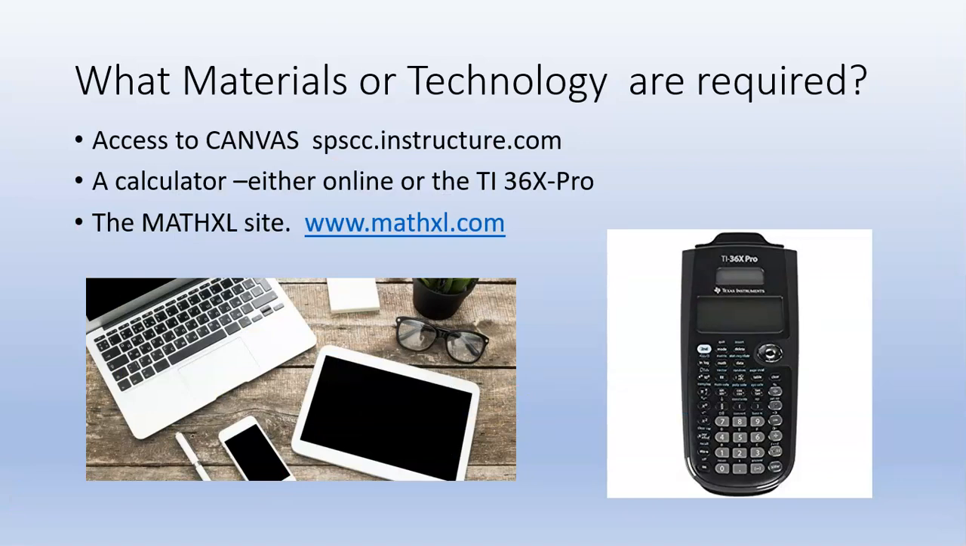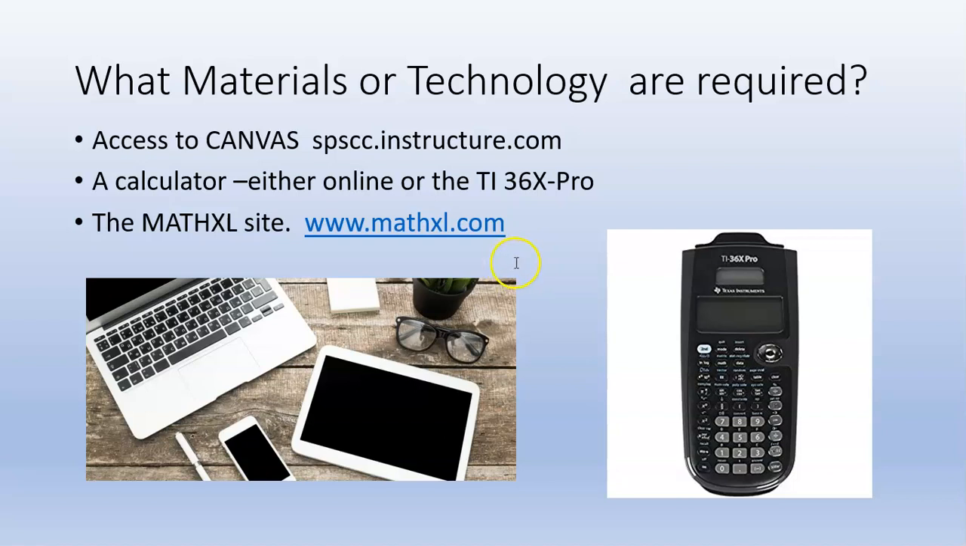Okay, what you're going to need this quarter: you need access to Canvas. You need a calculator. You can use an online calculator or any calculator that you have. The calculator that I used for demonstrating purposes in this class is the TI-36X Pro. It's about $18 to $20. You can download an emulator of that too as an app. It has some limitations, but not terrible. And you can also just go find like desmos.com or something and use an online calculator that's free.